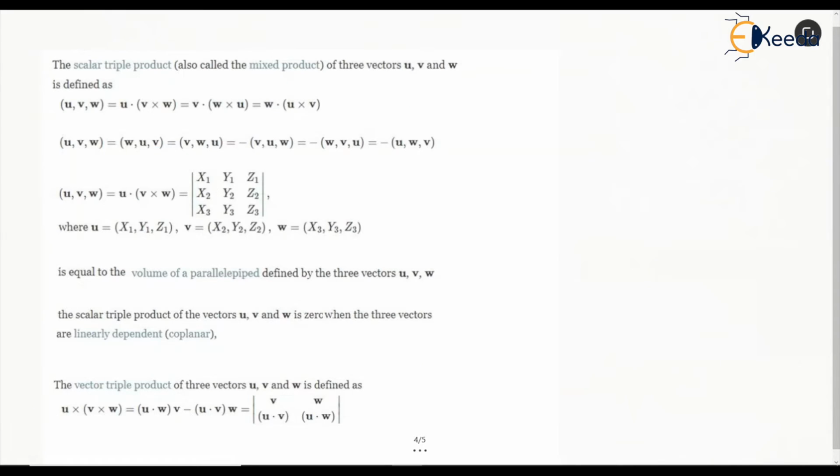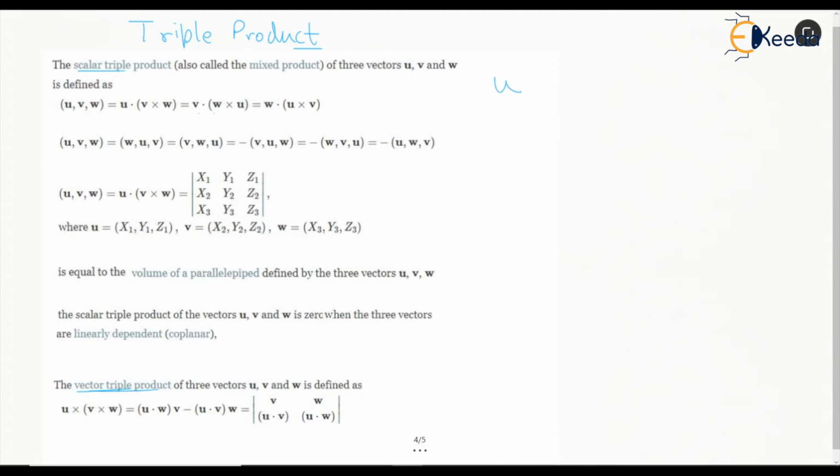Right? Now, this is the scalar triple product. Overall, this is the triple product, which is either the scalar triple product, or the last one which we have seen, the vector triple product. So the scalar triple product for u, v, w is u dot v cross w, and it is also equal to v dot w cross u, or w dot u cross v. So unless the order is changed, the value is going to be the same.